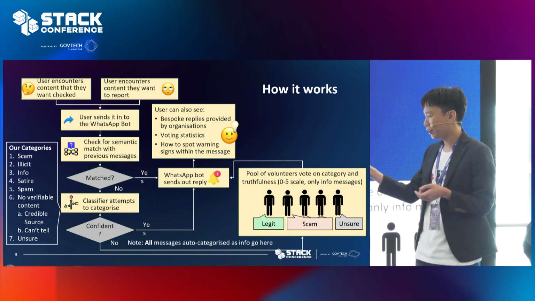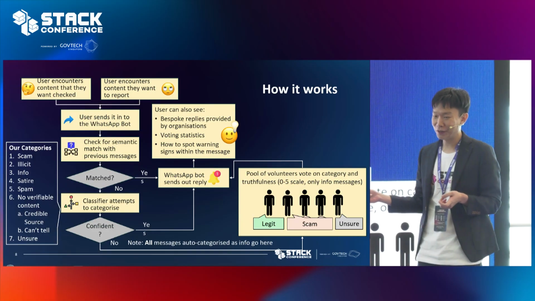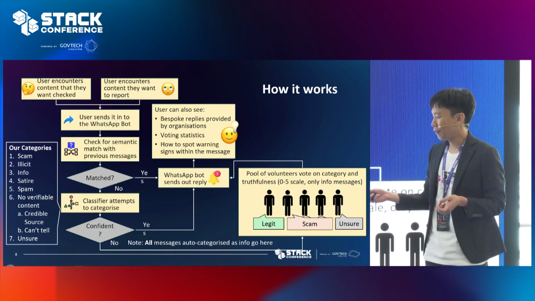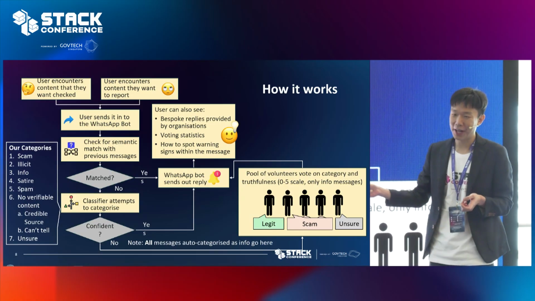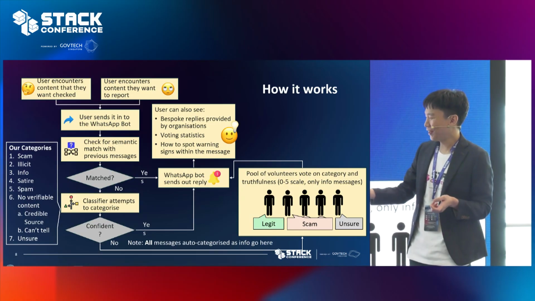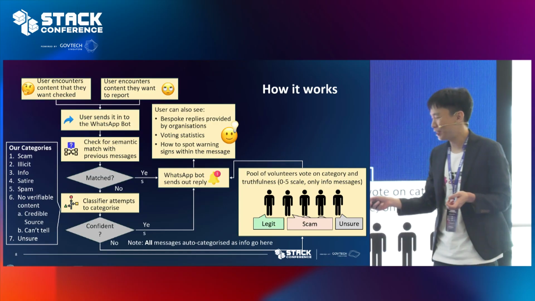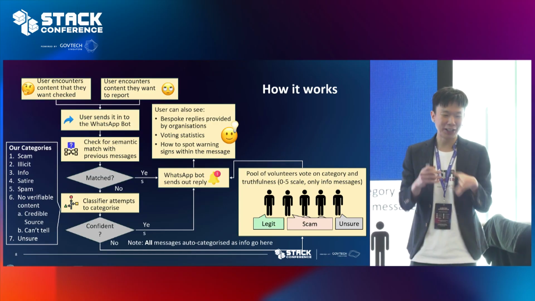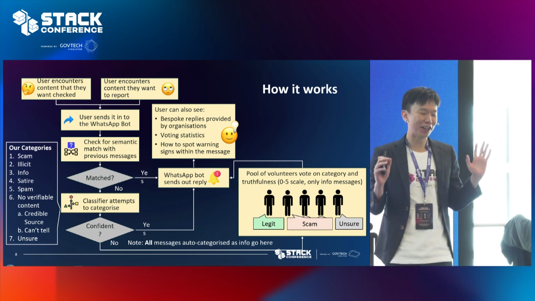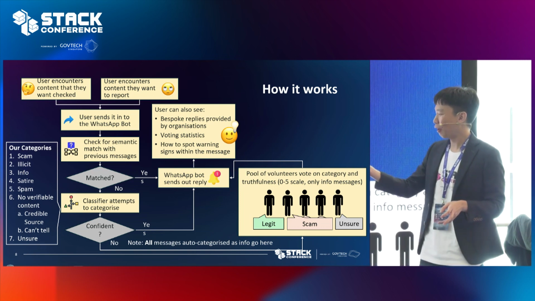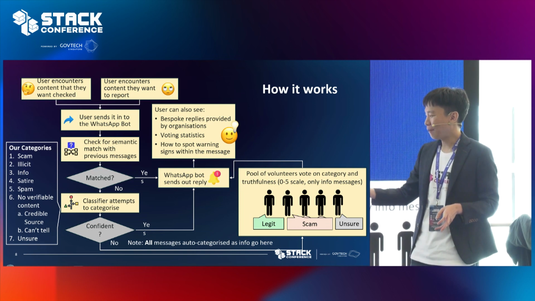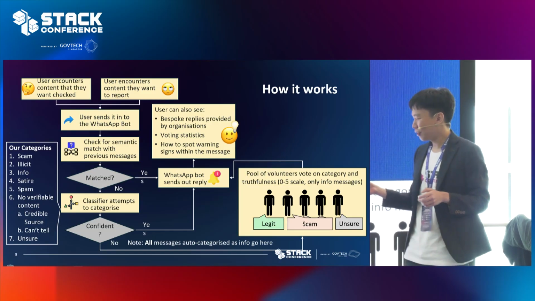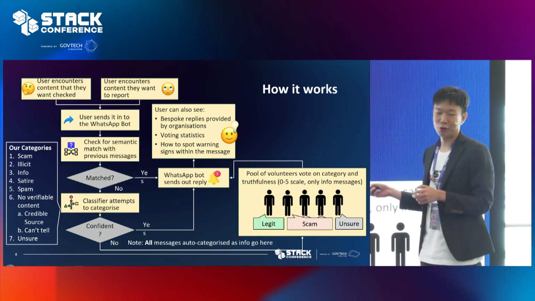But if it is not, we first have a classifier. This classifier is something that we trained ourselves. The classifier will attempt to categorize it into one of these categories. These categories are ones that we have very painstakingly come up with, because running this product, people send in really all kinds of things. Over time, we have converged on these as a good way to bucket the things that come in. So if the classifier can do it, then straight away we also reply.